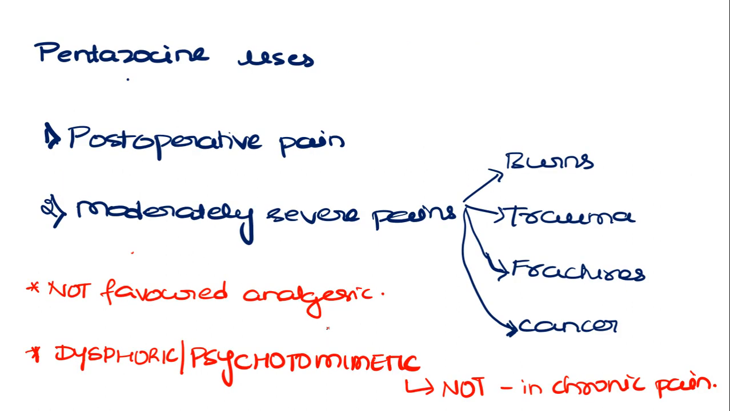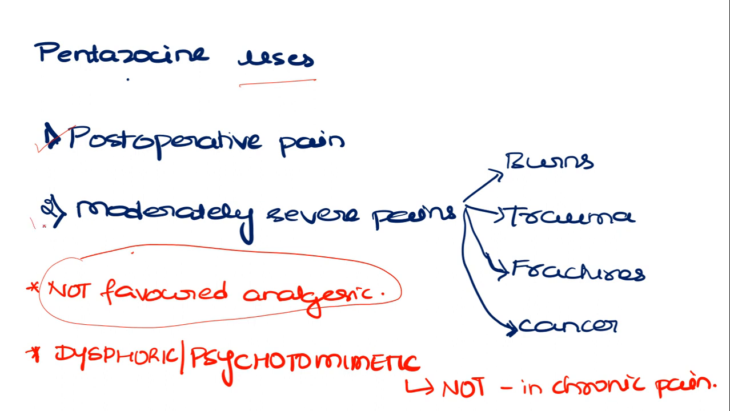Coming to the uses of pentazocine, it should not be favored as an analgesic in current practice, but it may be used in case of post-operative pains and also to treat moderately severe pains which arise from burns, trauma, fracture and cancer. Mainly in case of chronic pains, the use of pentazocine should be avoided because of the risk of adverse effects like dysphoric as well as psychotomimetic side effects.